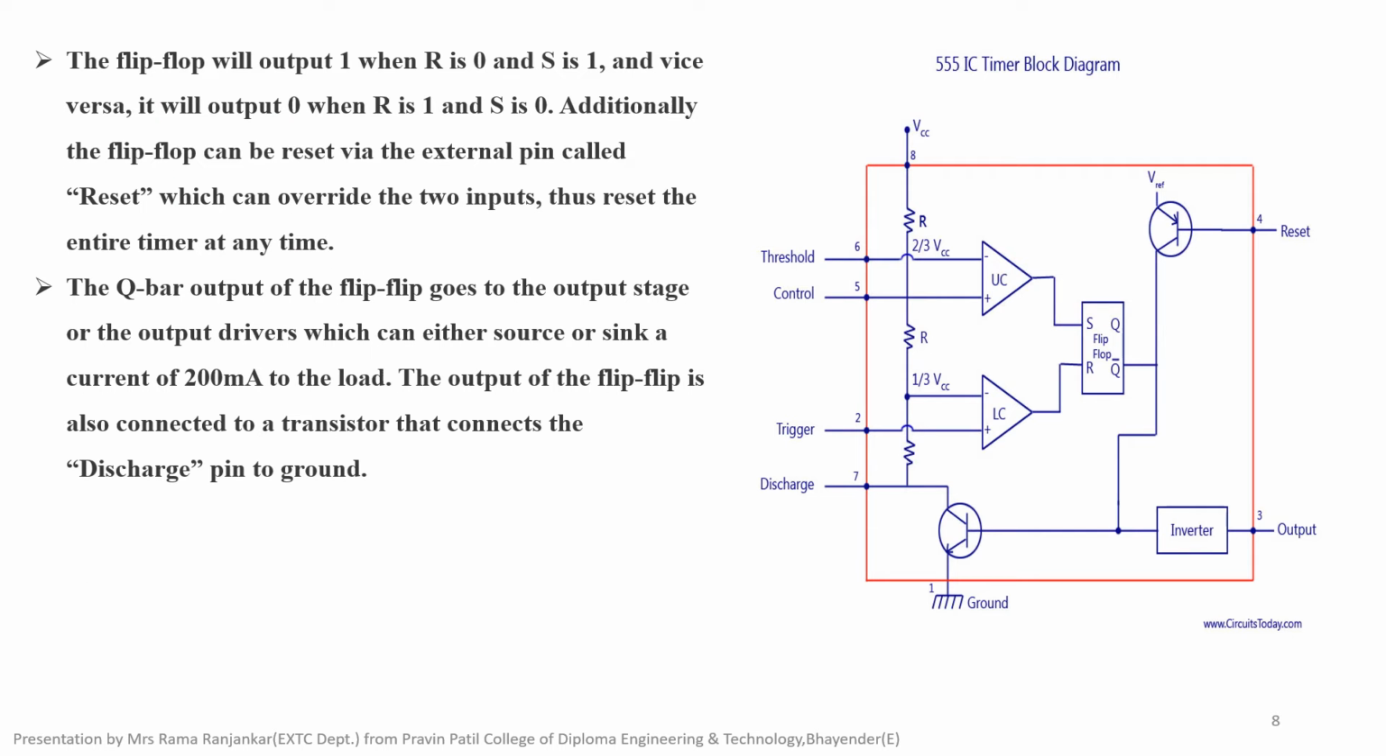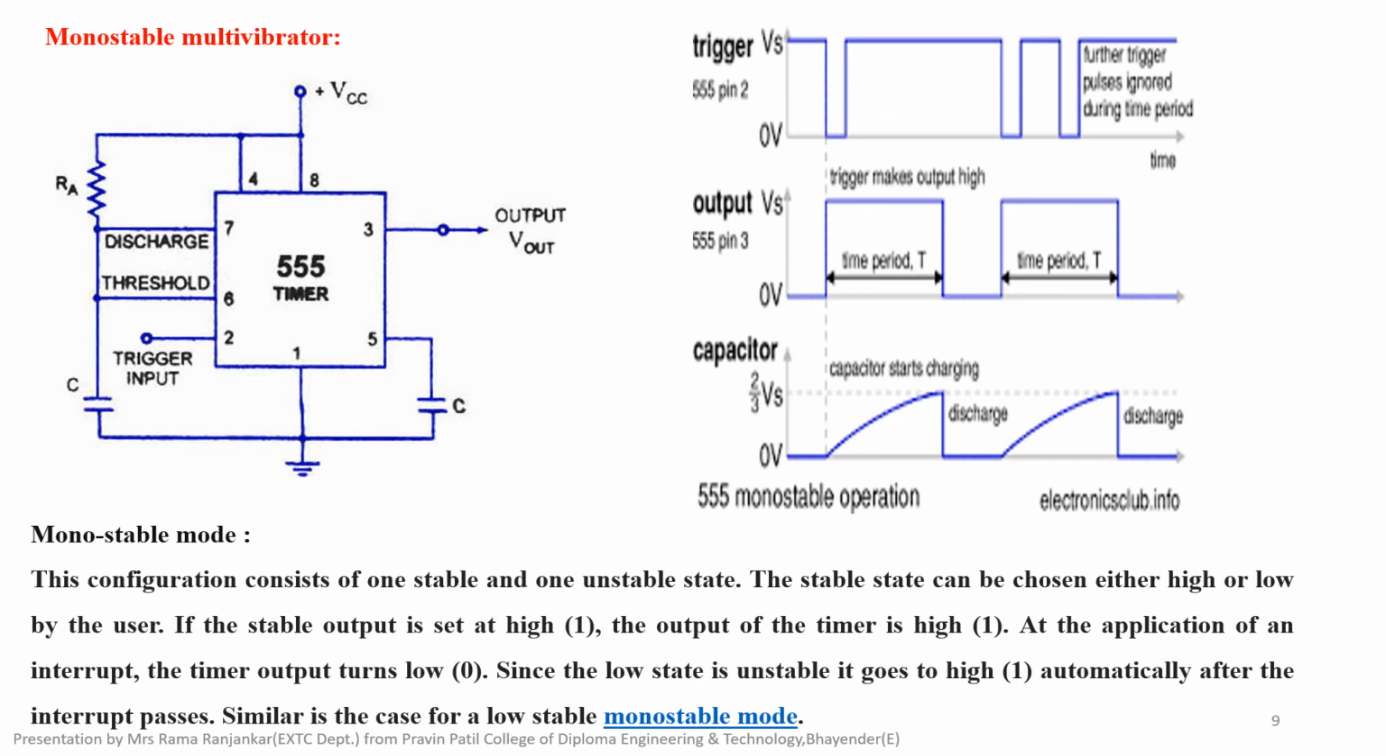The flip-flop output is 1 when R is 0 and S is 1, and vice versa it will be 0 when R is 1 and S is 0. The flip-flop can be reset via the external pin called reset, which can override the 2 inputs, thus resetting the entire timer at a time. The Q-bar output of the flip-flop goes to the output stage or output drivers, which can either source or sink a current of 200 mA to the load. The output of the flip-flop is also connected to a transistor that connects the discharge pin to the ground.